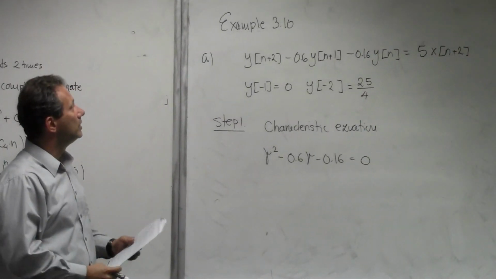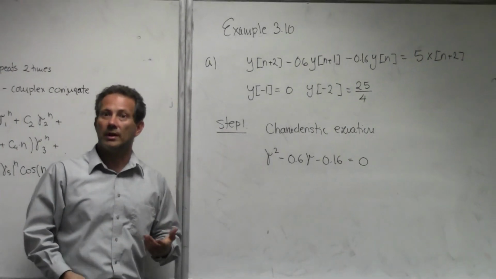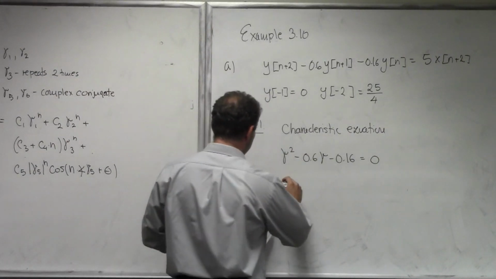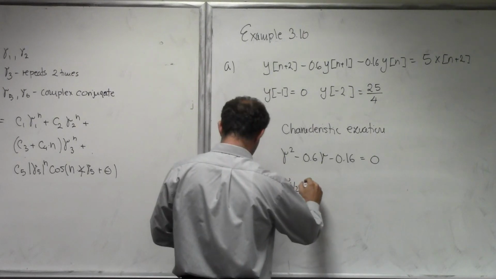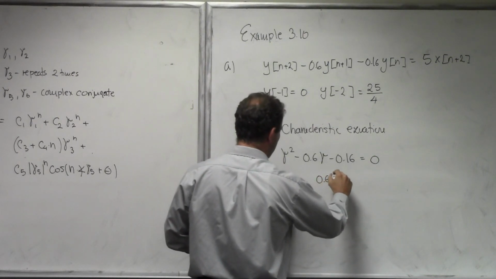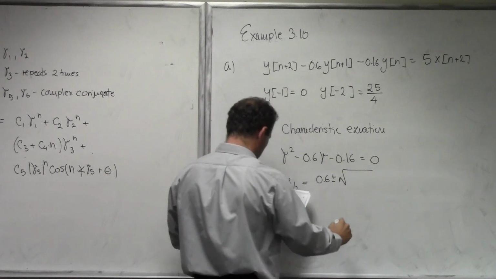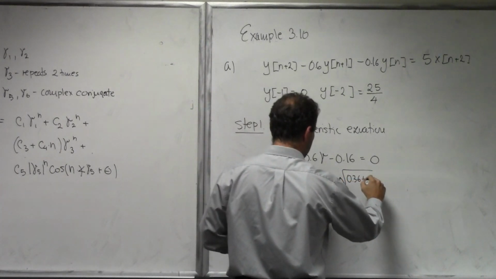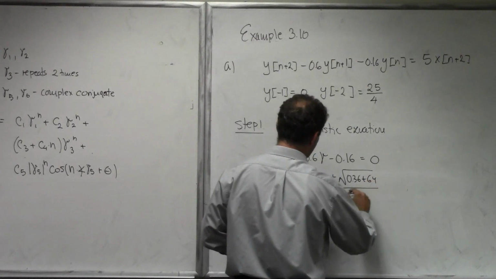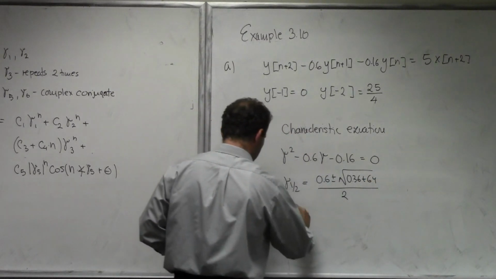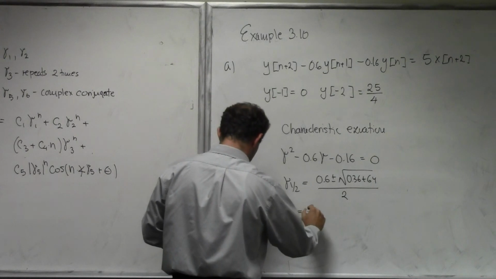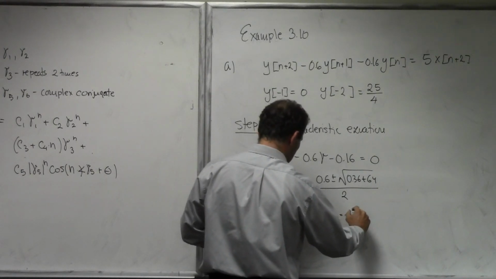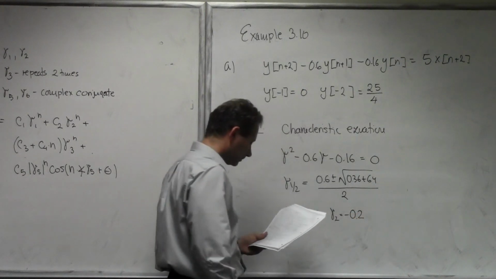N is equal to 2 in this case. Therefore, we'll end up with 2 roots. Right, so we solve this quadratic equation. Gamma 1, 2 is going to be 0.6 plus minus square root of 0.36 plus 0.64, over 2. So gamma 1 is equal to 0.8. Gamma 2 is equal to minus 0.2.